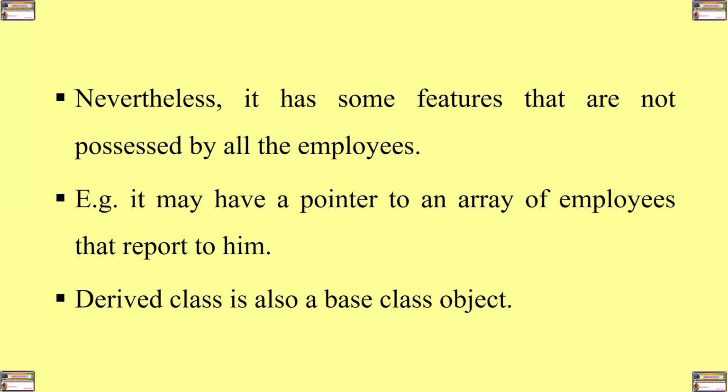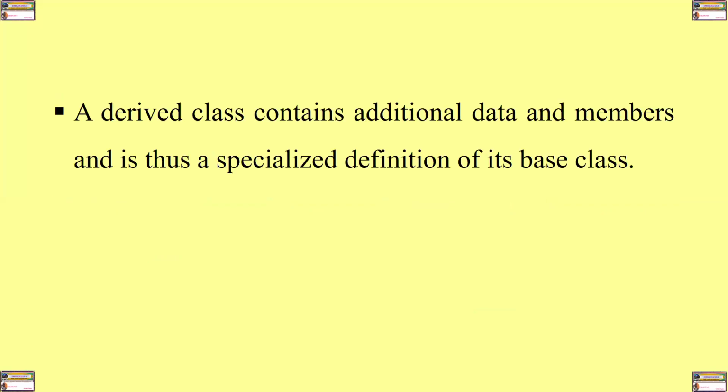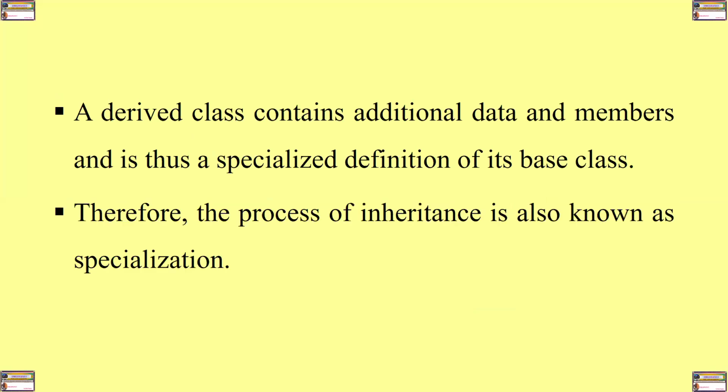A derived class object is also a base class object. A derived class contains additional data and members and is thus a specialized definition of its base class. In other words, whereas a derived class inherits certain members from the base class, the derived class has the freedom to have additional members that are not found in the base class. Therefore, the process of inheritance is also known as specialization.